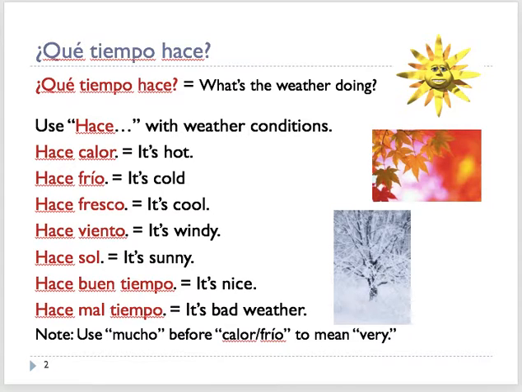Okay, at this point, I would ask the students what their favorite type of weather is, and I would ask for volunteers first. And if no one volunteered, I would call on the more advanced students to answer that question.